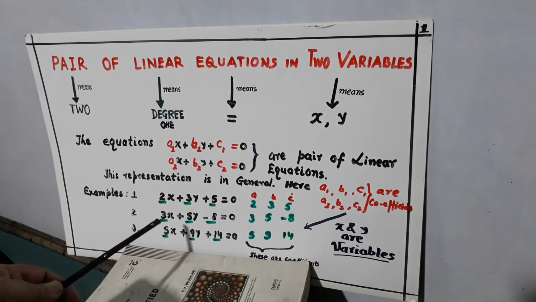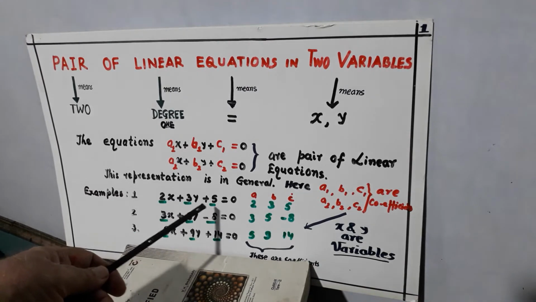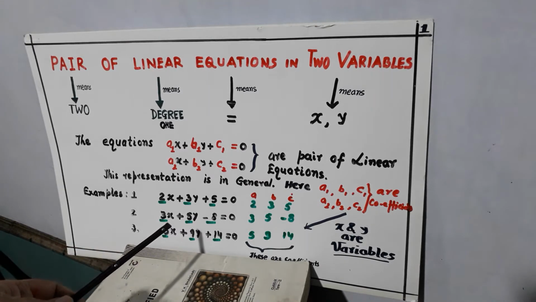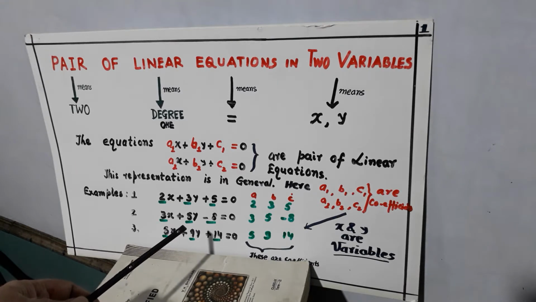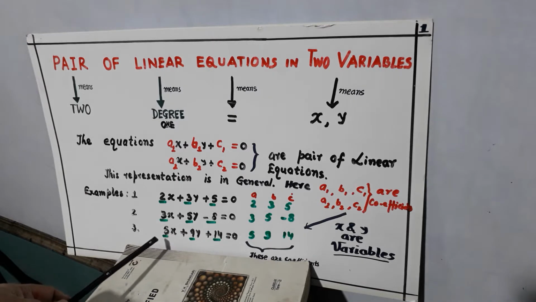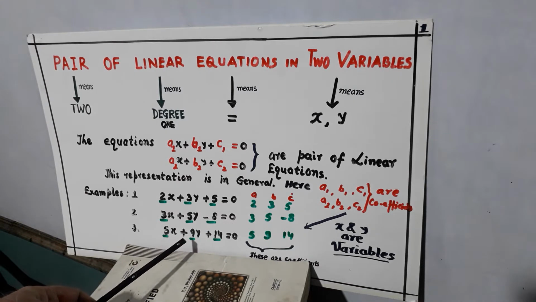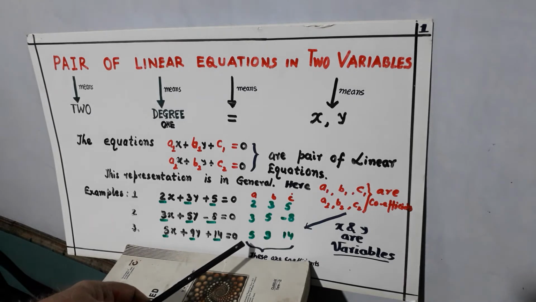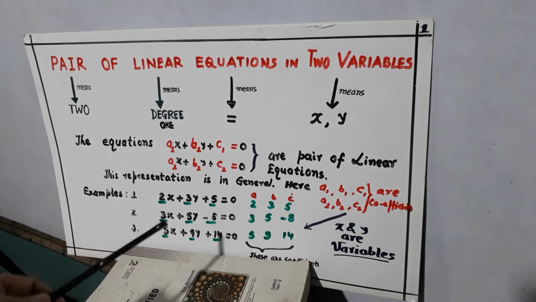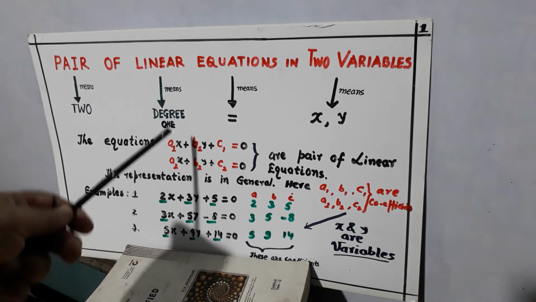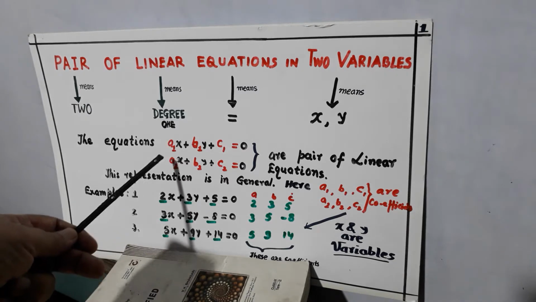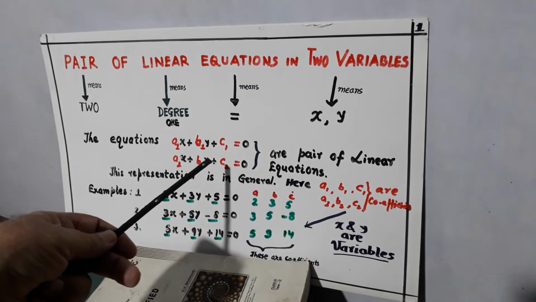Now examples are 2x plus 3y plus 5 equal to 0. Second equation is 3x plus 5y minus 8 equal to 0. Next is 5x plus 9y plus 14 equal to 0. Look here, these are the coefficients a, b, c. So you have to remember that when you are asked to tell the pair of linear equations in two variables, this is the way you have to tell it. Now let us go further.